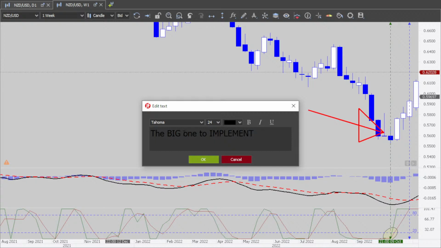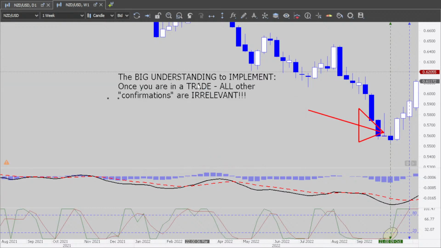The big understanding to implement. Okay? What is the big one? Once you are in a trade, all other confirmations are irrelevant, everybody, are irrelevant.